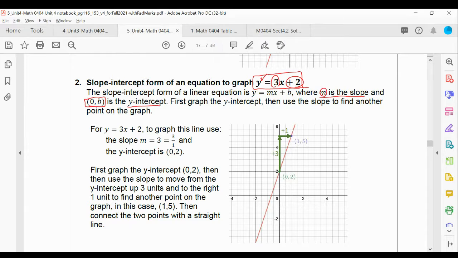So for y equals 3x plus 2, to graph this line, let's first identify the slope. The slope is the number in front of the x, so that slope is 3, or more specifically 3 over 1, it's positive. And the y-intercept is the y-coordinate, and include the sign, positive 2, so that's 0, comma 2. So that's on the y-axis.